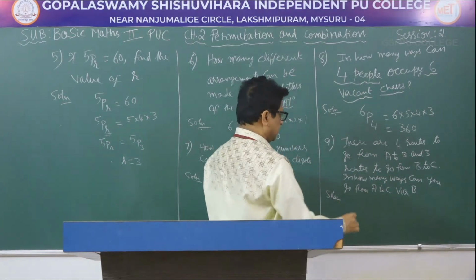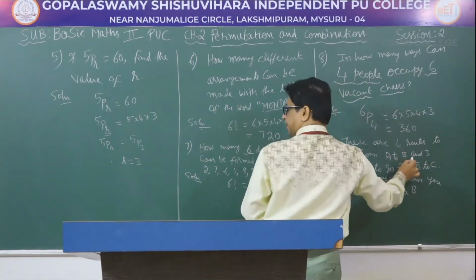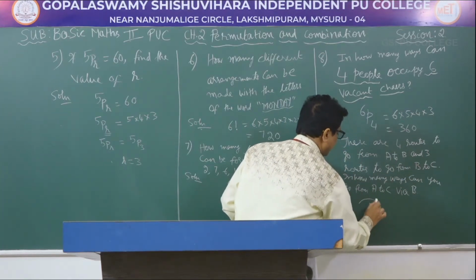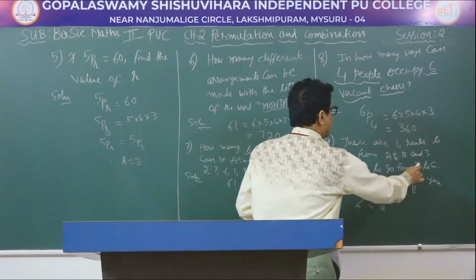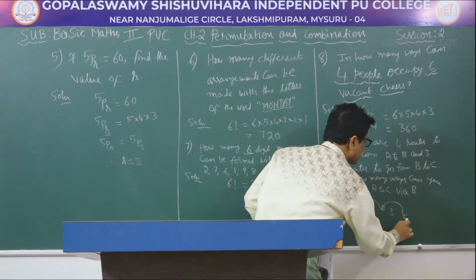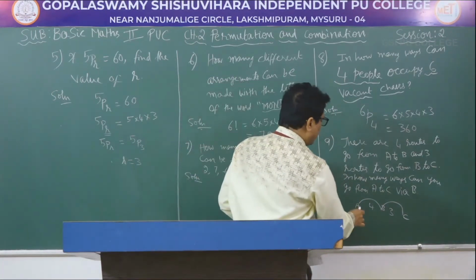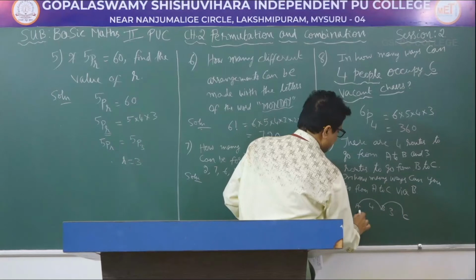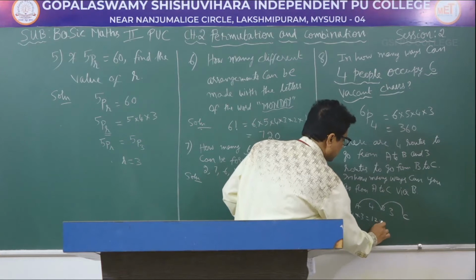If you observe here, there are 4 routes from A to B. And there are 3 routes to go from B to C. We have to find in how many ways can you go from A to C. That is 4 into 3. So, 4 into 3 equals 12 ways.